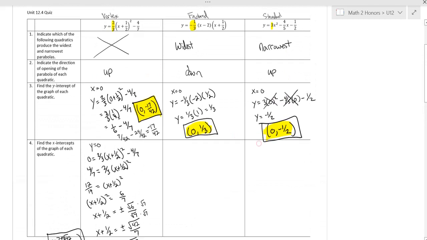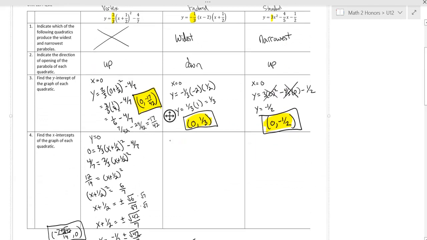Alright. In factored form, that's going to be the easiest form that we can use to find x-intercepts. So again, let y equal 0. You get 0 is negative 1/3 times x minus 2 times x plus 1/2. And you set each factor equal to 0, the factors that have x in them. So negative 1/3 is a factor, but there's no variable involved with that, so we ignore that negative 1/3. We're just going to grab the x minus 2, set that equal to 0, and the x plus 1/2, set that equal to 0. And you end up with x is 2, and x is negative 1/2.